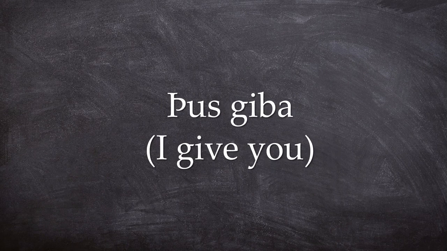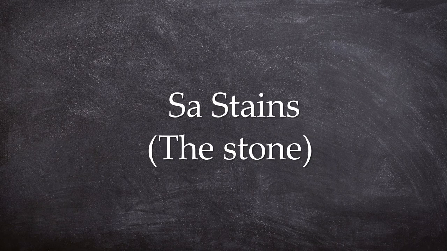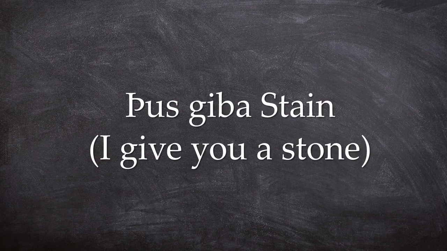Now, for the first object, we have the word for you in the dative, thus, giba, I give you, right? And let's put in the word for stone, stens. Thus giba sten, I give you a stone, is what it means.